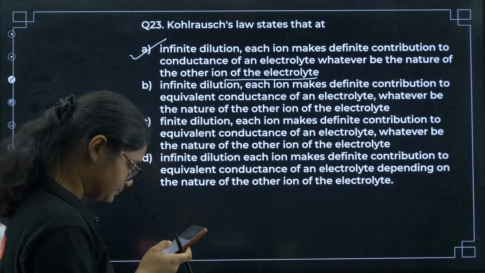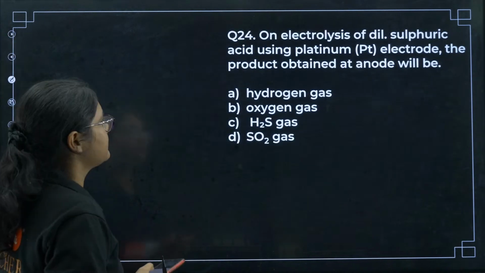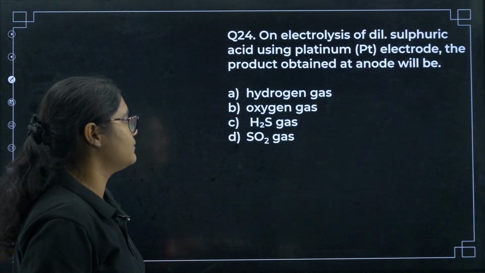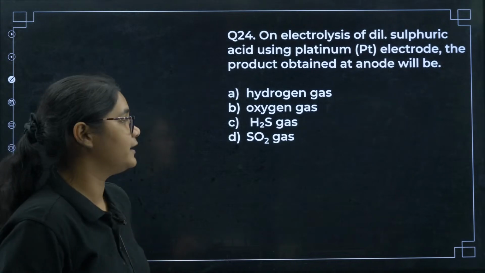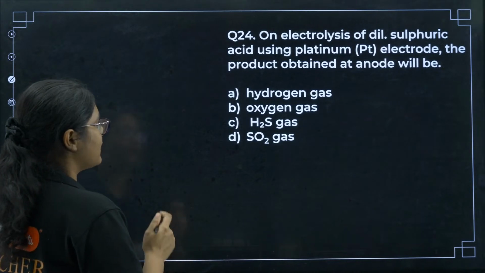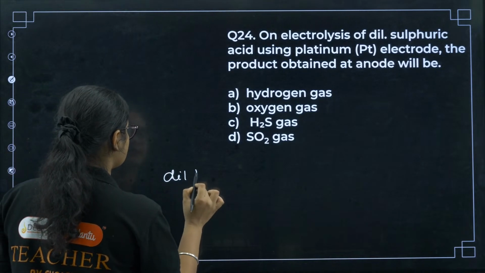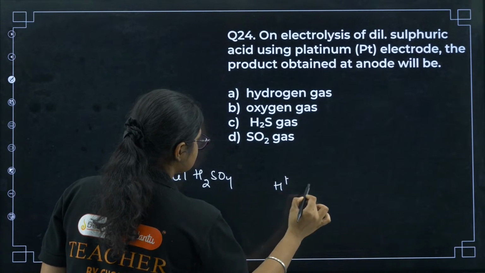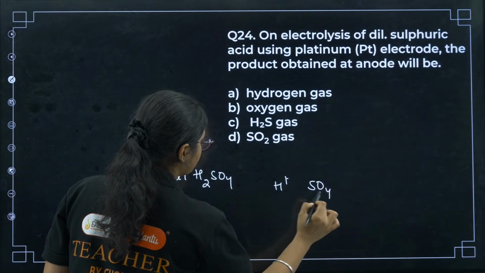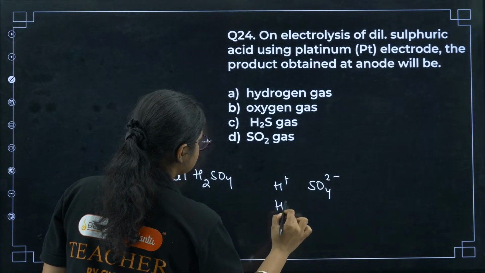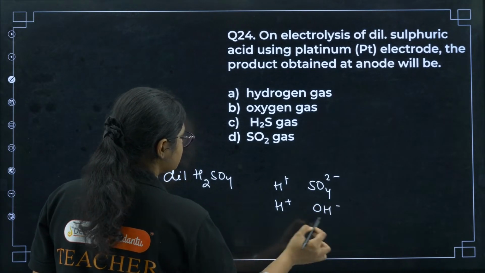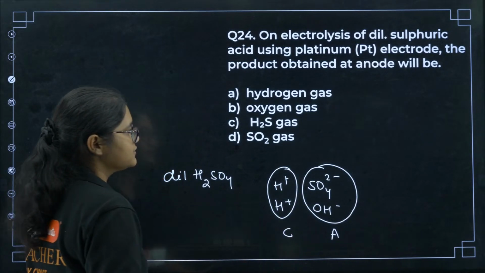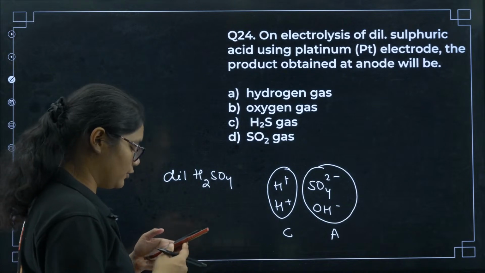I have already told you. Next, question number 24. On electrolysis of dilute sulfuric acid using platinum electrode, the product obtained at anode will be. You have dilute sulfuric acid. So I have H plus and SO4 2-, H plus and OH minus, right? So these will move towards anode and these towards cathode. So what will be produced at the anode?